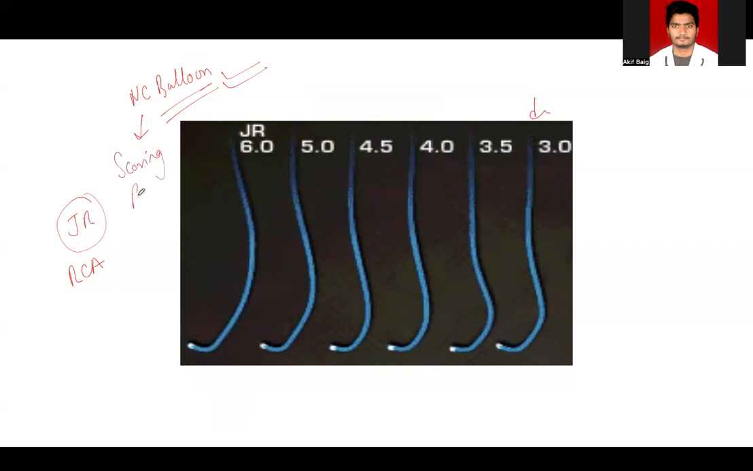Scoring balloons are balloons which contain wires. So you can see here the wires. You can see these are the wires on the balloon. Normally the wires are not present. This is used to cut the calcified vessel. So this patient has a very calcified artery. So we break that calcium. We use the scoring balloon. After using the scoring balloon, the lesion opened quite well, and we got a very good result.